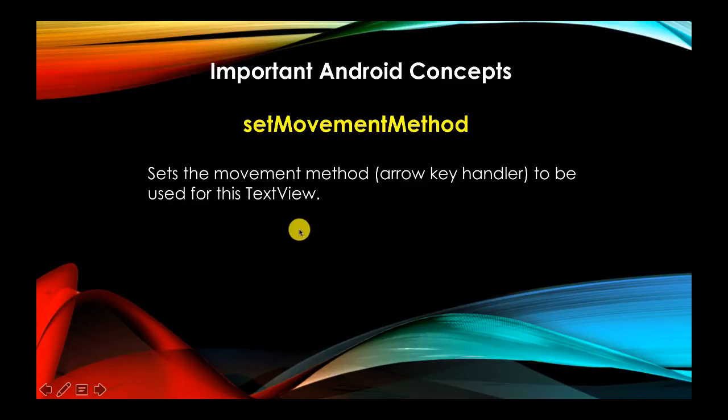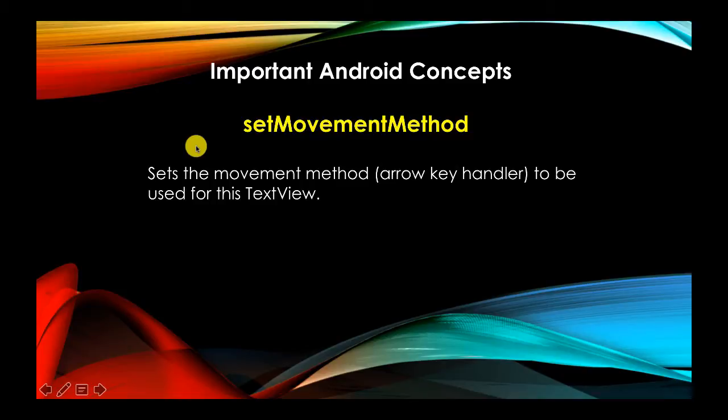So without setMovementMethod, when the lines of text inside the text file are longer than your TextView, you are not able to scroll down or scroll up to view the rest of the contents of your TextView. So this is important when you have long lines of text inside your text file and you want to display all of them.